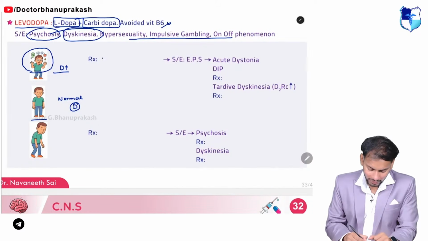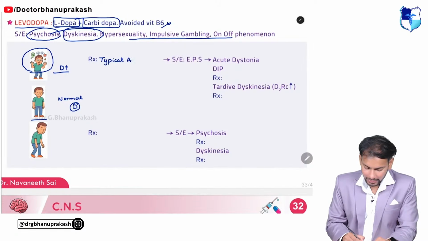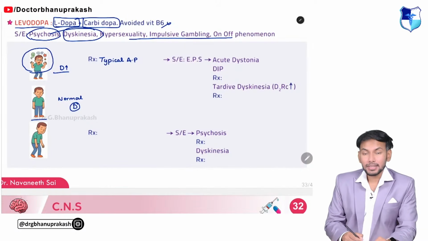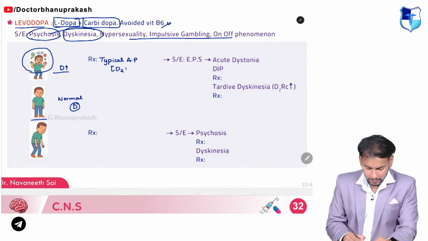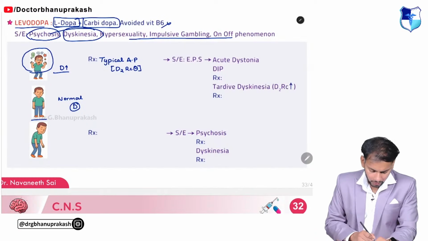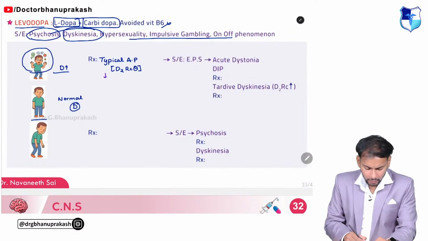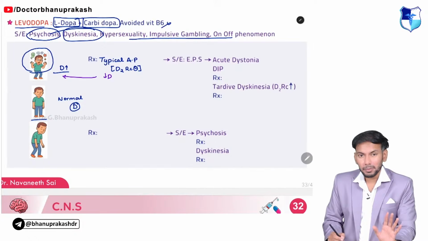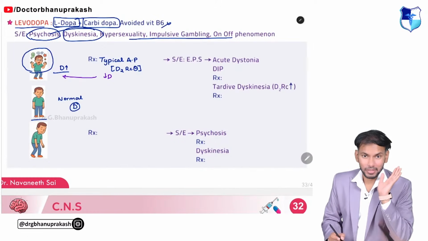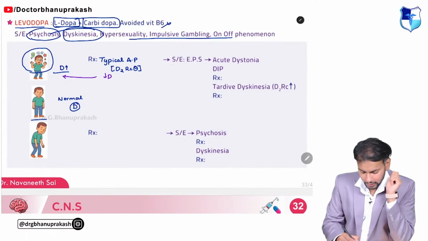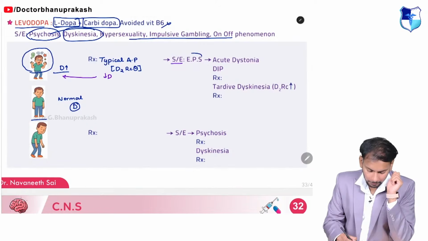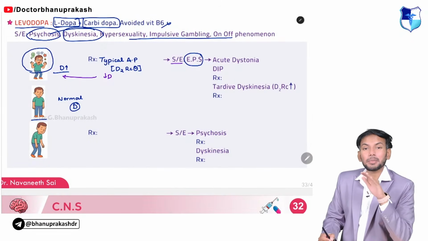Let us suppose you are giving typical antipsychotics. Typical antipsychotics are D2 receptor blockers. If you give D2 receptor blockers, what will happen? It will decrease the dopamine and it is supposed to treat psychosis, isn't it? But the problem is there are side effects because of this. What are these side effects? These are known as EPS, extrapyramidal symptoms.